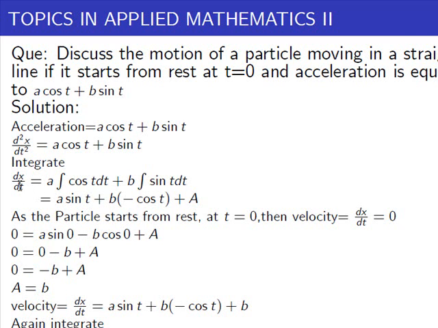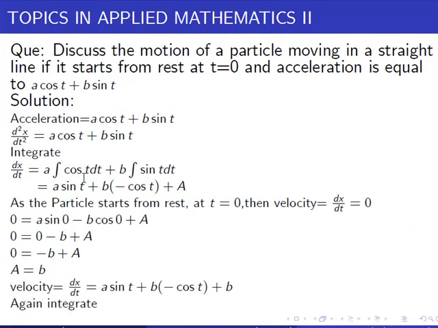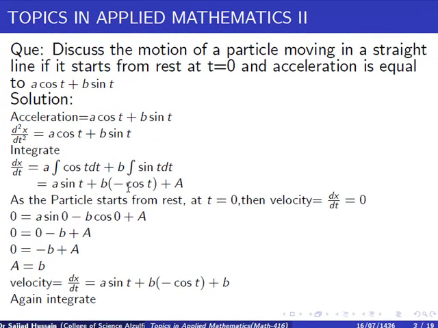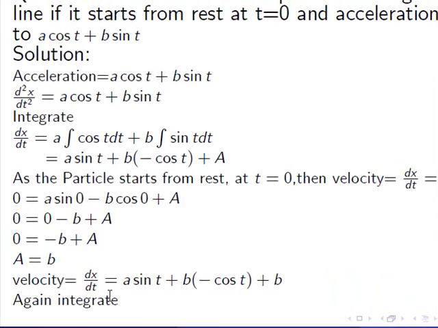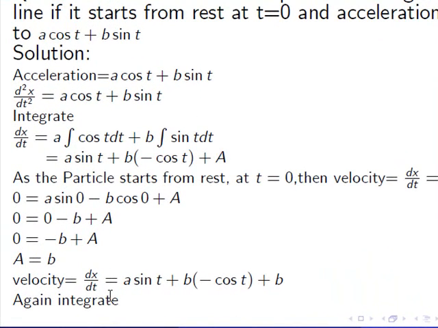So the velocity is dx over dt is equal to a sin t plus b minus cos t plus the value of A that is equal to b. We have obtained the velocity from this differential equation with the use of the initial condition. Now we have to find the distance traveled at any time.